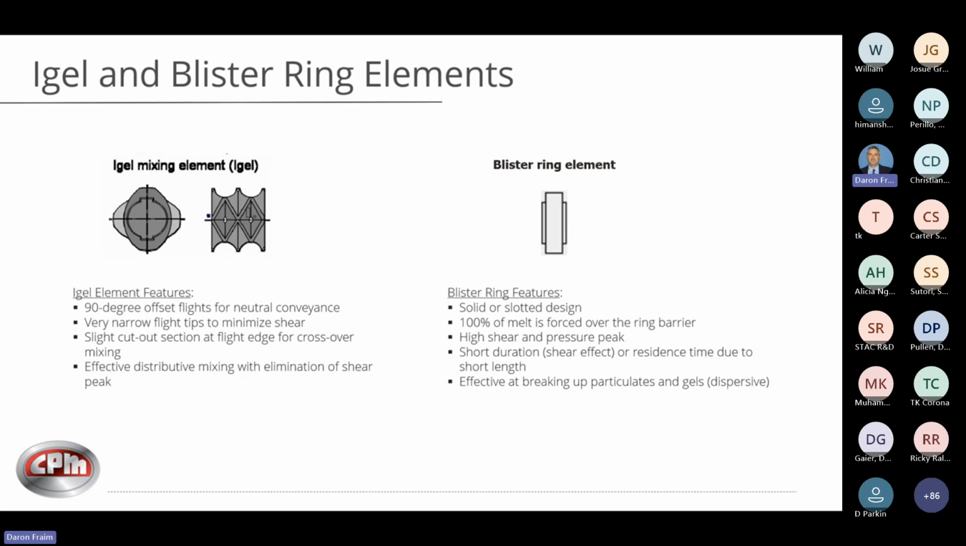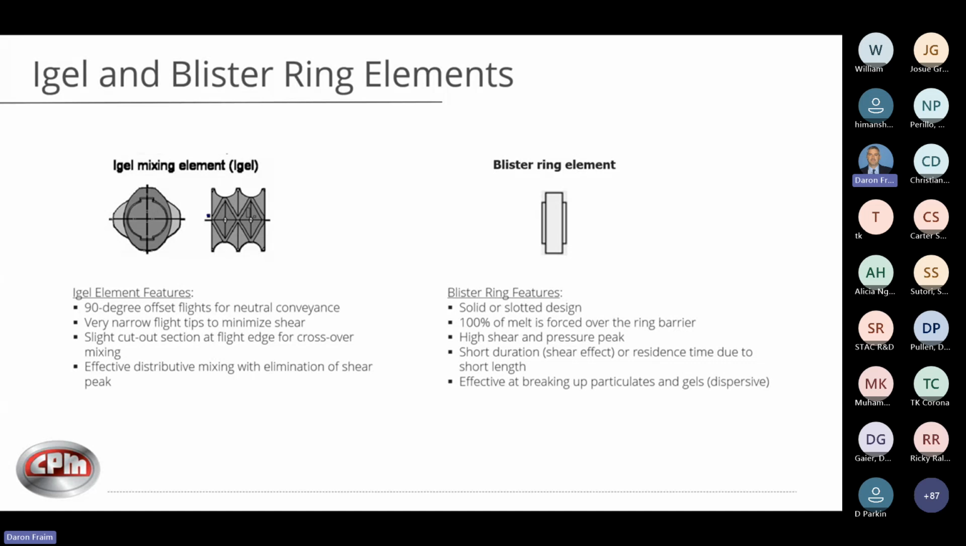But again, with that slight cutout here, and I don't know if you can see my cursor, but it's right here where these join. This is where they cut out. It allows crossover mixing from one channel to the next, so you get some mixing. So not quite as distributive as your gear type because it's not splitting multiple streams over, but again, very thin flights. So a very small fraction is captured between that tip and the barrel wall.